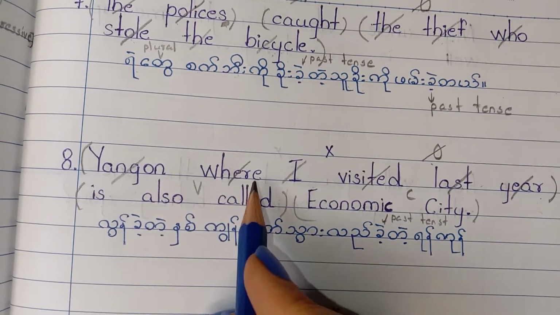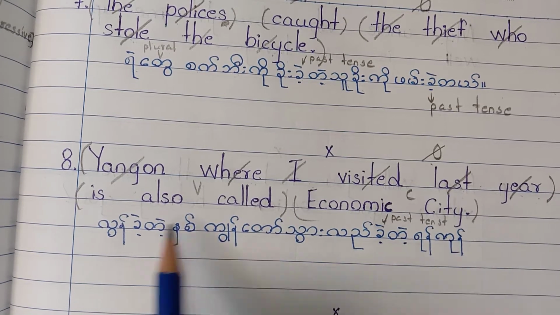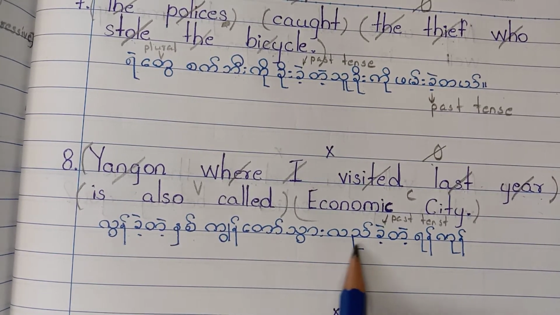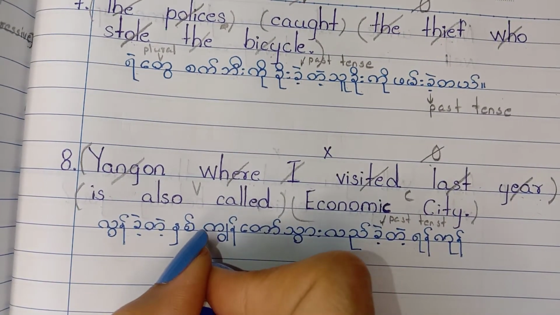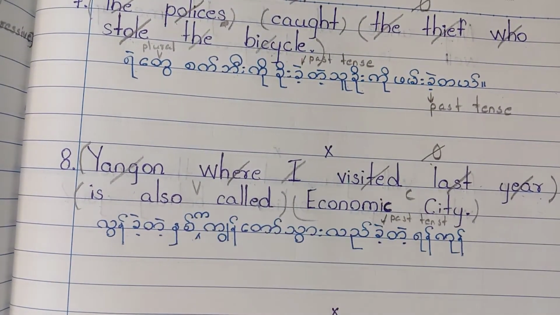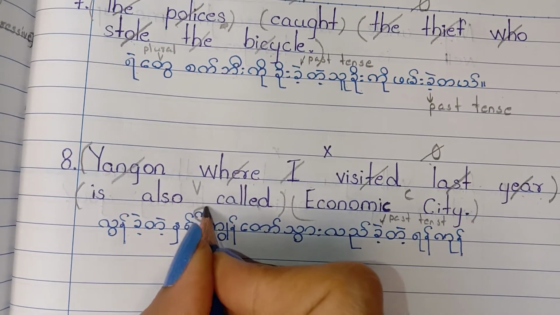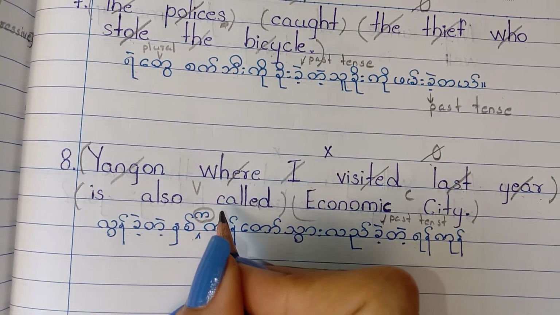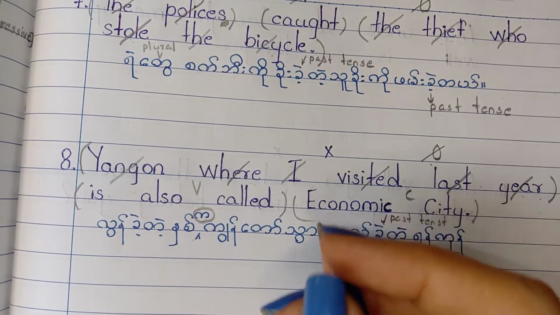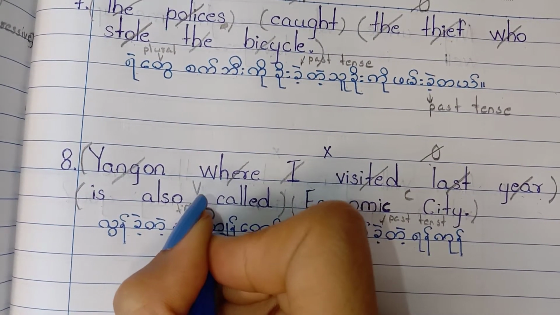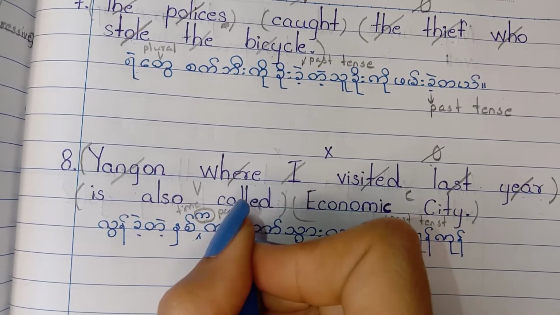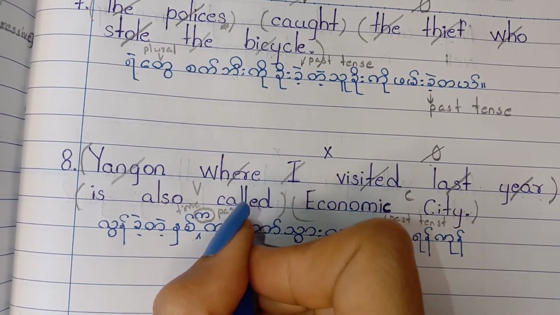So Yangon, well I visited last year. Here I forgot to put something, that's the particle ka. So this ka is a particle that indicates the year and indicates the time. So we can say that it is a time particle. Okay, this ka is a time particle.